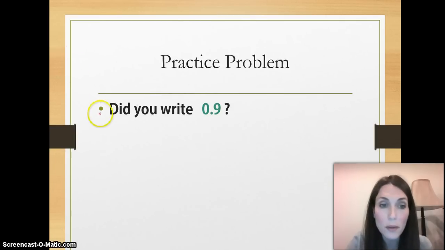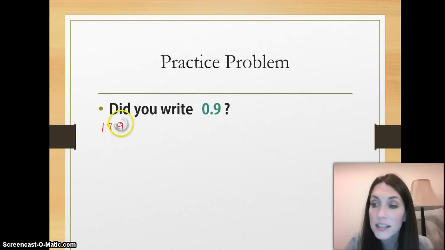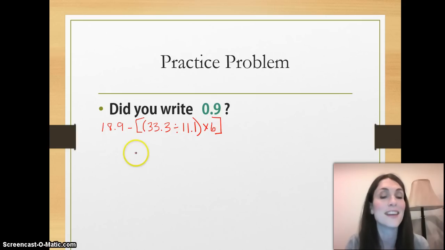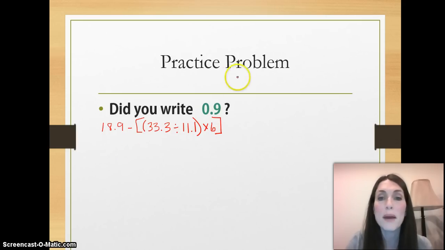Okay, so our original problem was 18 and 9/10. We have a subtraction sign, we have brackets. Inside those brackets we have parentheses. We have division of 11 and 1/10. Got to close those parentheses. We have multiplication sign, and then we're closing the brackets. So a lot of things to take care of in here first. But remember PEMDAS.